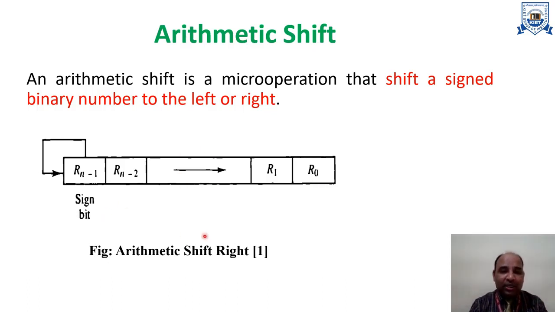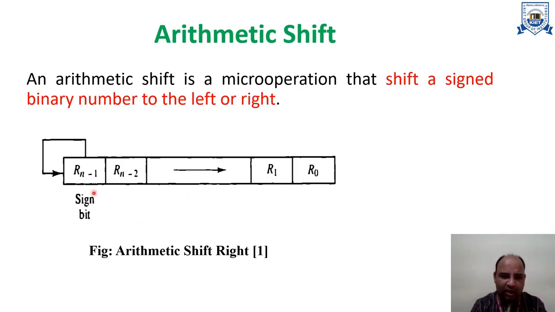So what this arithmetic shift right will do is shift the content of this particular register to the right, and it will not change the content of the sign bit. Generally 0 is used to represent a positive number and 1 a negative number. For your information, negative numbers are generally implemented through the 2's complement representation.